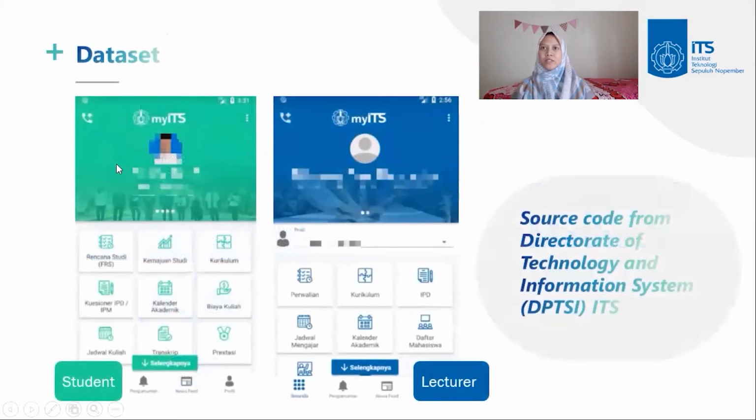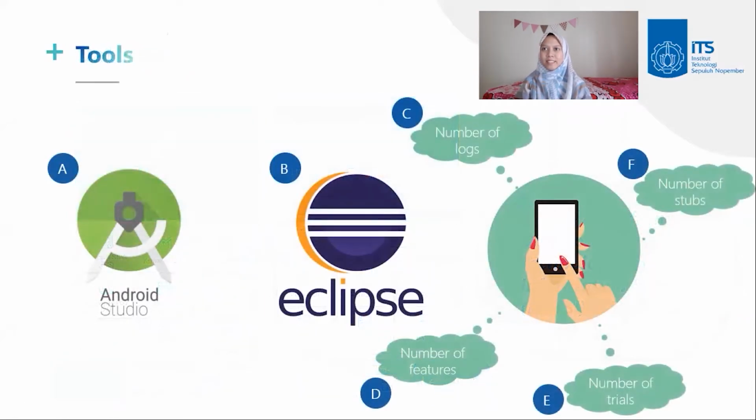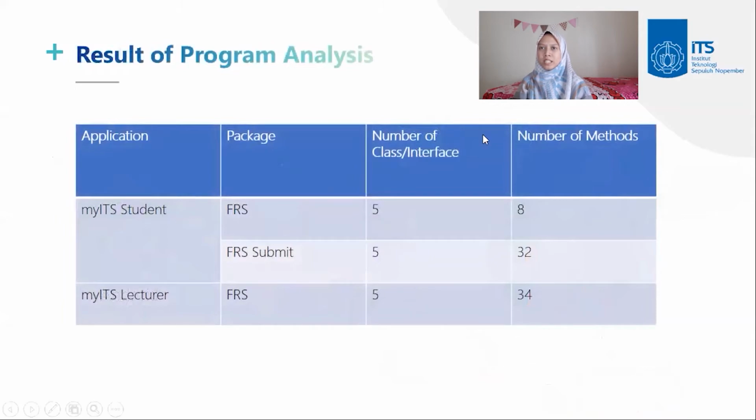The data sets that we use in this study are source code from the FRS module in myITS student and lecturer. We get the data set from the Directorate of Technology and Information System in our college. These are the tools we use in maintainability measurement. For every tool, we give a code by alphabet to make it easier to report the results. Here's the program analysis result based on Refactoring Engineer. We get 5 classes or interfaces in each package and more than 74 total methods.